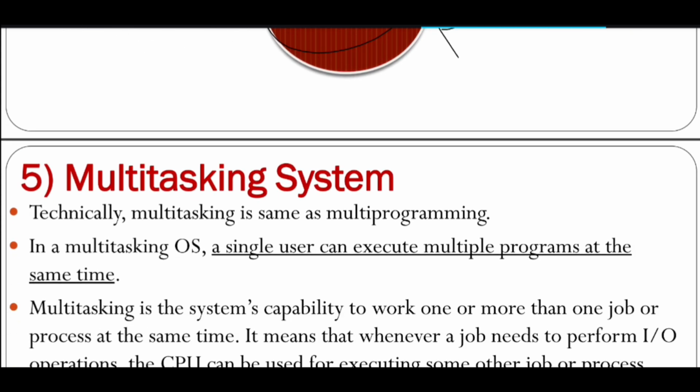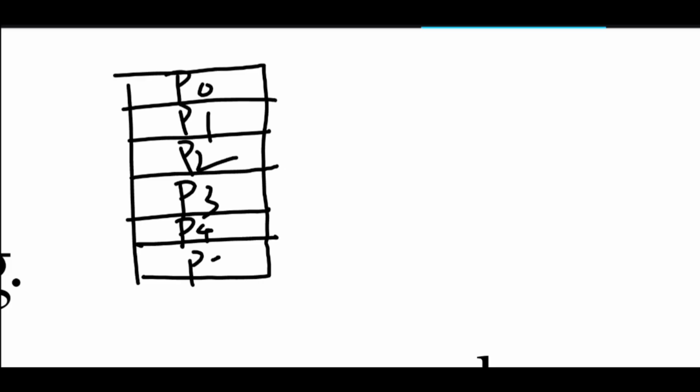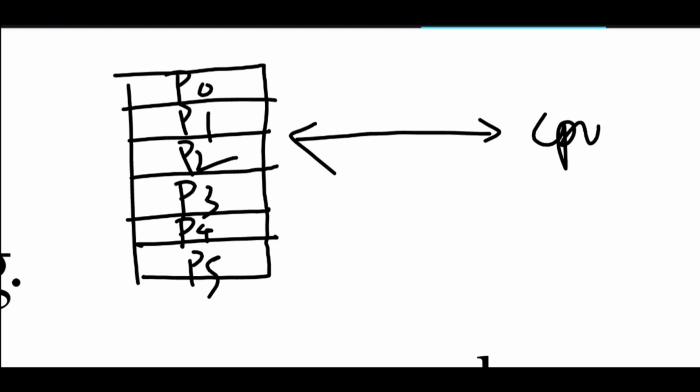Then there is the multitasking OS. Let me describe it simply. There is a main memory, and there are different processes like P0, P1, P2, P3, P4, P5. These are the processes and they can interact with the CPU.